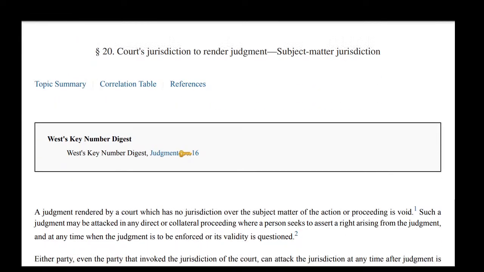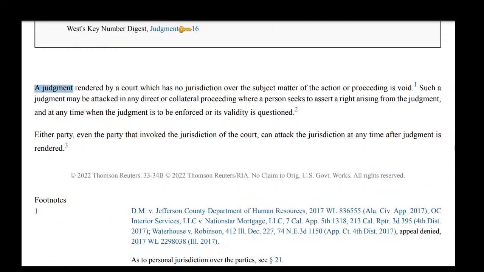And we'll get on to section 20 here. Court's jurisdiction to render judgment, subject matter jurisdiction. A judgment rendered by a court which has no jurisdiction over the subject matter of the action or proceeding is void. Such a judgment may be attacked in any direct or collateral proceeding where a person seeks to assert a right arising from the judgment, and at any time when a judgment is to be enforced or its validity is questioned. Either party, even the party that has invoked the jurisdiction of the court, can attack the jurisdiction at any time after the judgment is rendered.